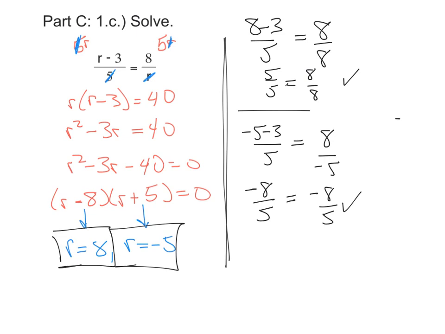And the reason was one of them gave us positive fractions on both sides. The other one gave us negative fractions on both sides.